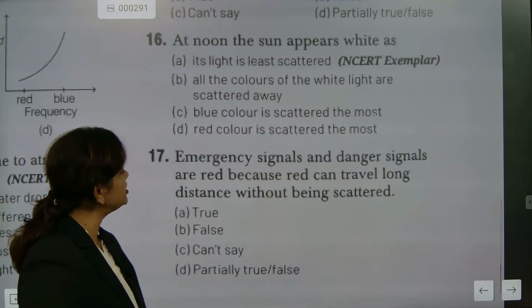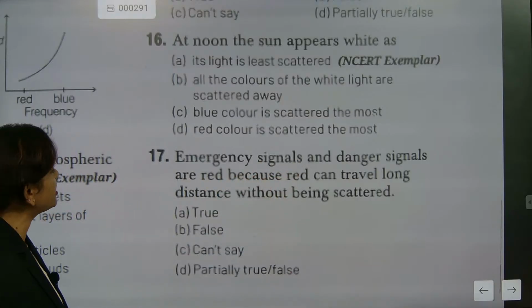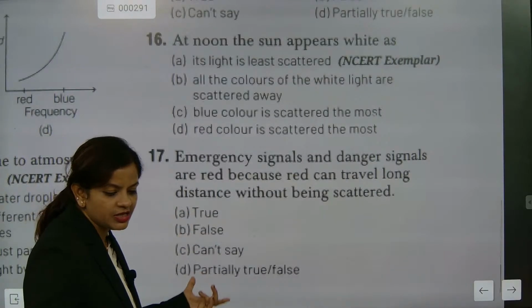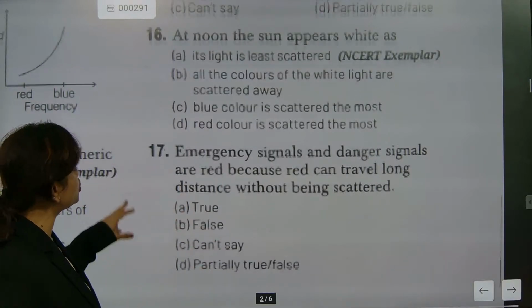Emergency signal and danger signal are red because red can travel long distance without being scattered. That means its wavelength is maximum, and the statement is true.